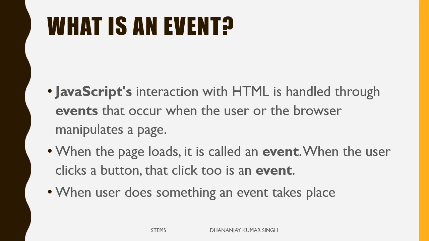What is an event? JavaScript's interaction with the HTML is handled through the events that occur when the user or browser manipulates a page. When the page loads, it's called an event. When the user clicks a button, that is also an event. When user does something, an event takes place. Means whatever you do, clicking on the button, cancelling the buttons, loading the form, these all are the events.